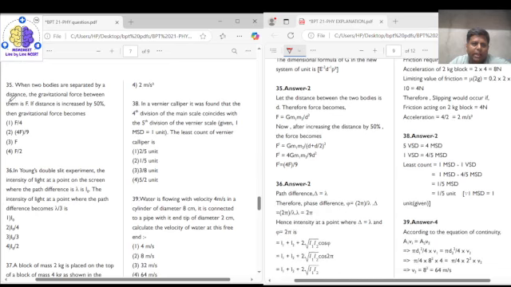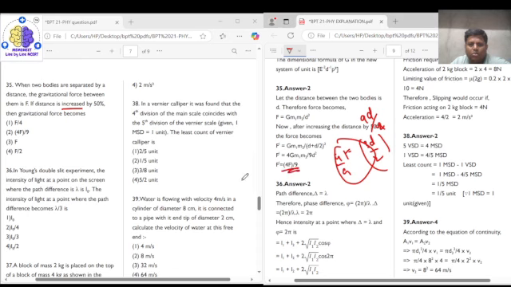Now coming to question number 35, when two bodies are separated by a distance, the gravitational force between them is F. If the distance is decreased 50%, then the gravitational force becomes. So if the distance is increased by 50%, the distance becomes 3d by 2, and because it is squared, it becomes 9d upon 4. So F becomes 4 upon 9 times. So the correct answer for question number 35 is option 2, right?